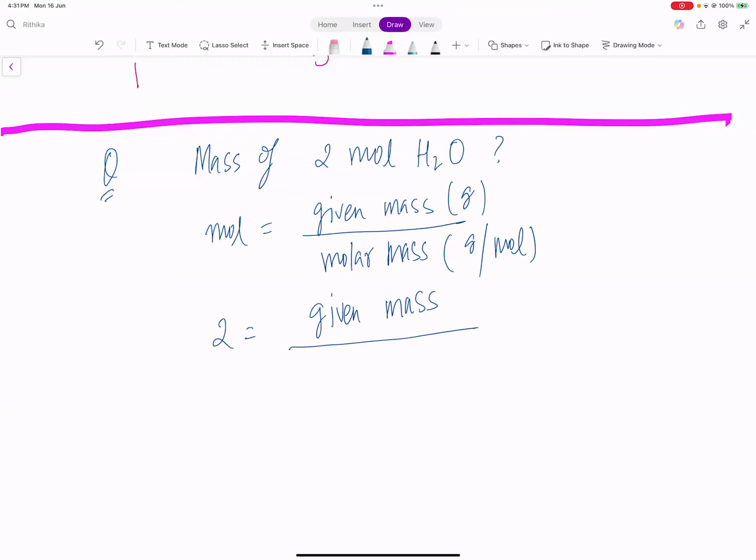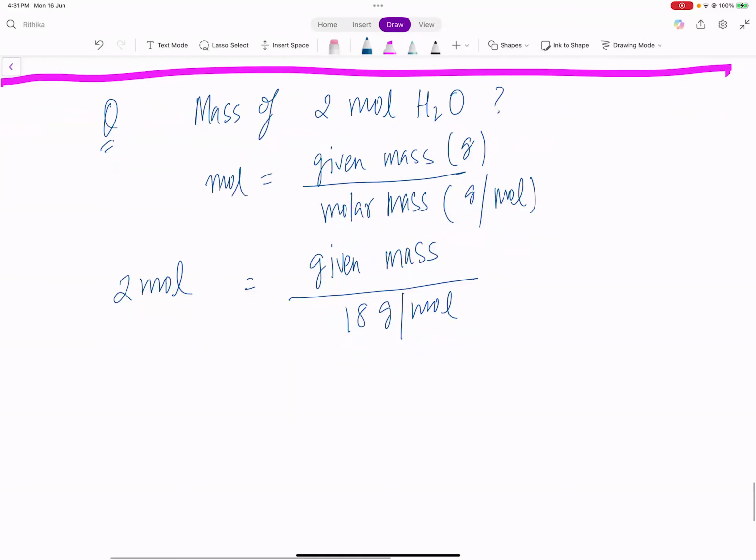Molar mass for H2O will be 18 gram per mole, and on this side is 2 mole. So 2 mole multiplied by 18 gram per mole will be 36 grams. So 2 mole H2O will weigh 36 grams. Clear? Yes, sir.